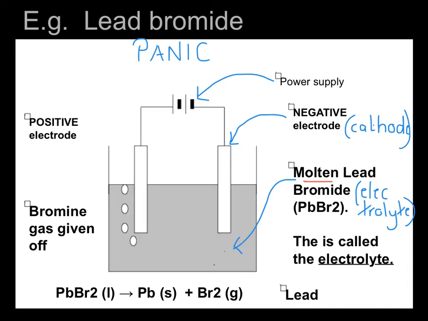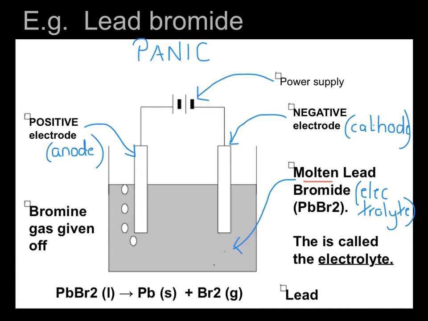Now on the other side of the diagram we have the positive electrode, and if we look up at the word PANIC, the PA of PANIC stands for positive anode. The positive electrode is the anode. Now if you look at the equation at the bottom of the screen, this is the equation that we're going to copy in to the top of page 116.